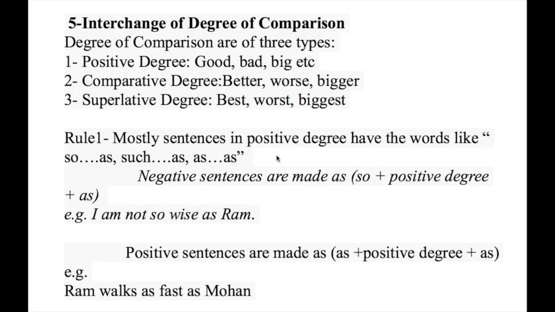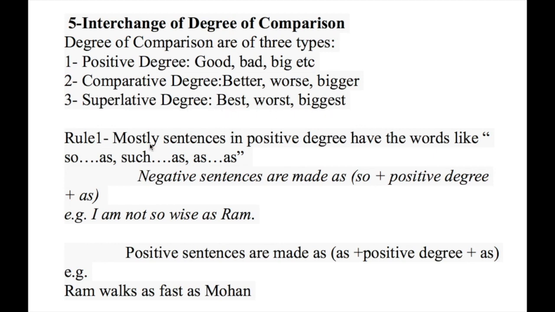Children, now we are going to move to the next category of rules for the transformation of sentences. This category is interchange of degree of comparison. For the sake of your information, degrees of comparison are of three types. Positive degree, like good, bad, big, etc. These are the degrees of adjectives. The comparative degree: better, worse, bigger. And the superlative degree: best, worst, biggest.